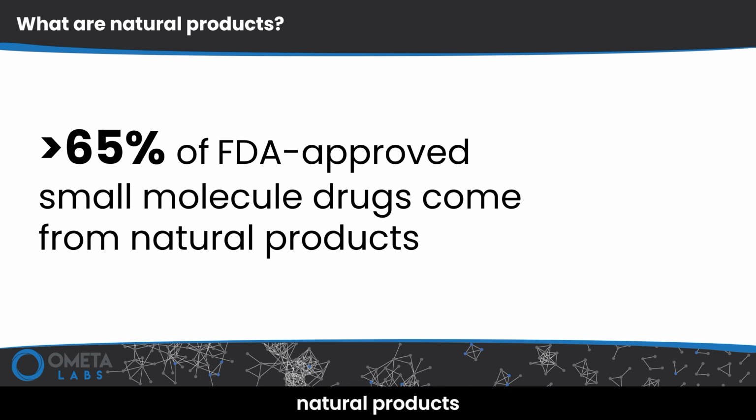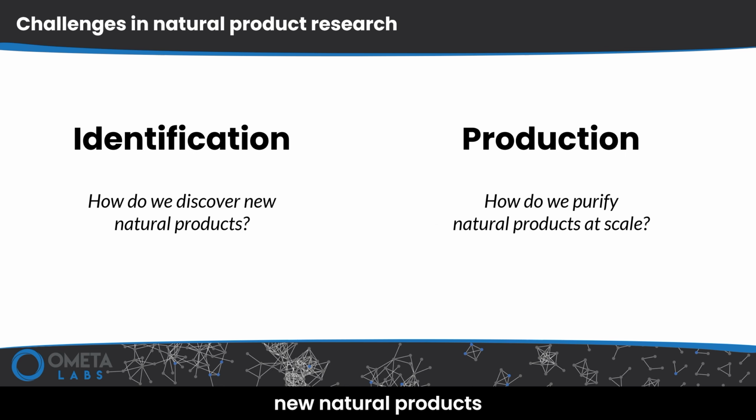Despite their promise, natural products only occupy a small portion of current drug discovery efforts. Challenges identifying new natural products and producing them in large enough quantities can make this research slow, time-consuming, and expensive. In this tutorial, we'll show you how Ometa Flow can help overcome both challenges and accelerate your natural products discovery.